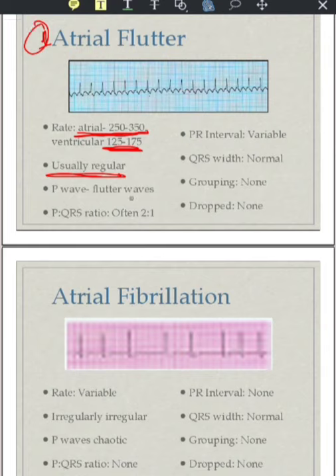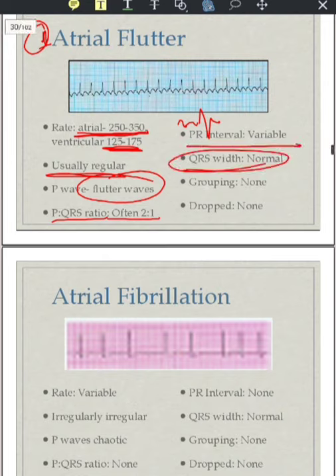The P waves would be flutter waves, right? I'm going to show you this. Then P to QRS ratio is approximately 2 to 1. There are going to be 2 P waves for 1 QRS complex because atria are beating at a very high pace. PR interval is going to be variable. QRS width is however going to be normal because ventricles do not have any problem. There is no grouping or any dropped beats, right?